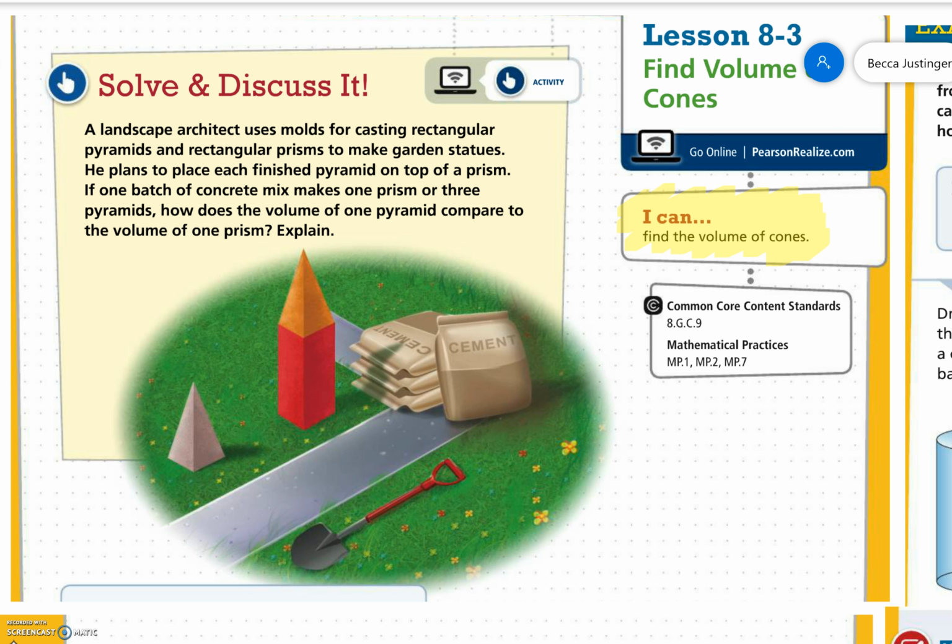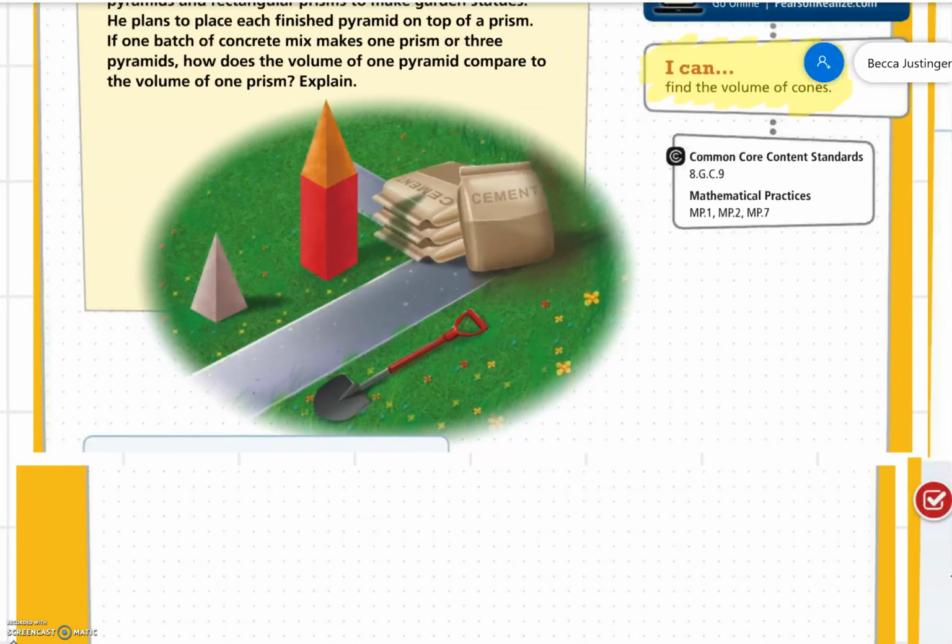A landscape architect uses molds for casting rectangular pyramids and rectangular prisms to make garden statues. He plans to place each finished pyramid on top of a prism. If one batch of concrete mix makes one prism, or 3 pyramids, how does the volume of one pyramid compare to the volume of one prism?